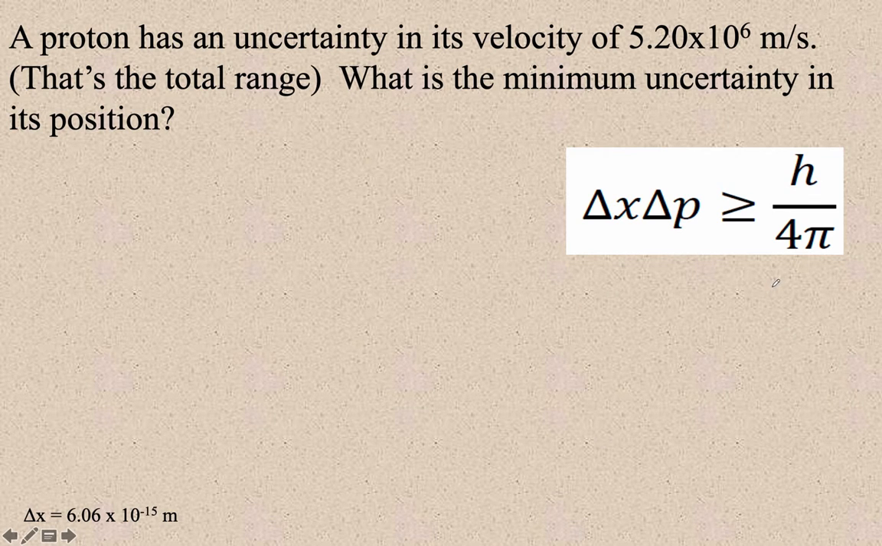Okay, a proton has an uncertainty in its velocity of 5.20 times 10 to the 6th meters per second. That's the total range. Okay, what is the minimum uncertainty of its position? All right, are we ready for this?